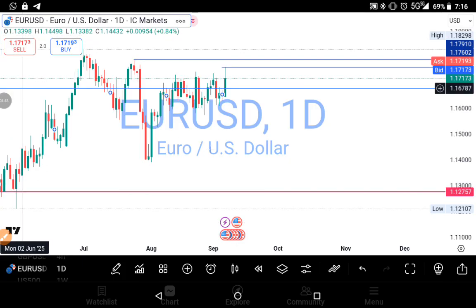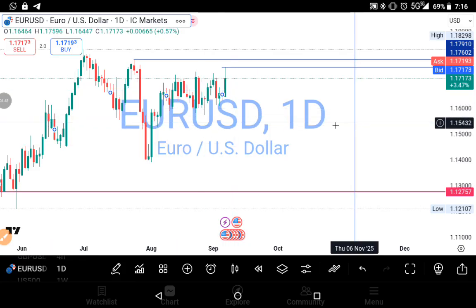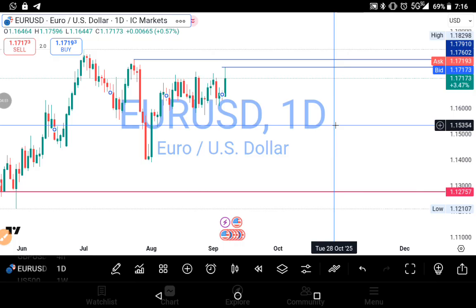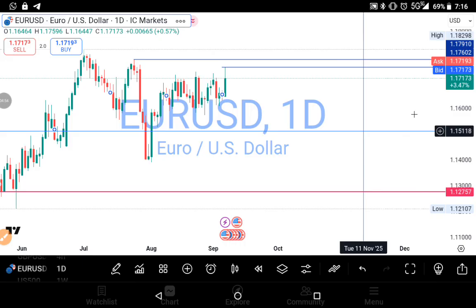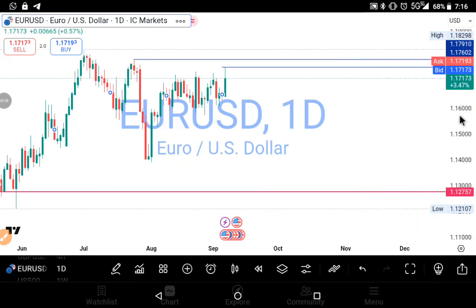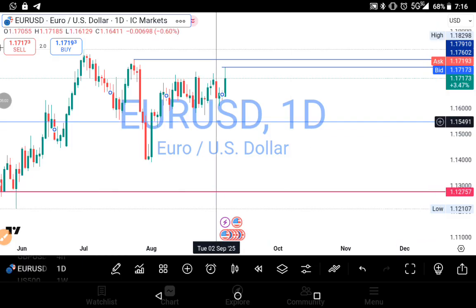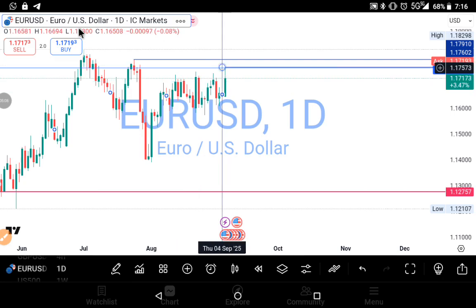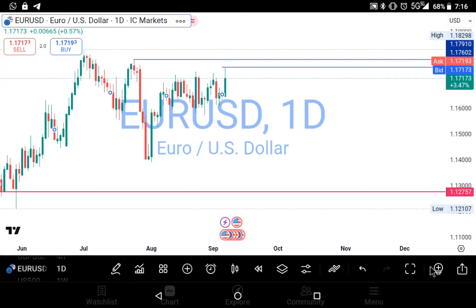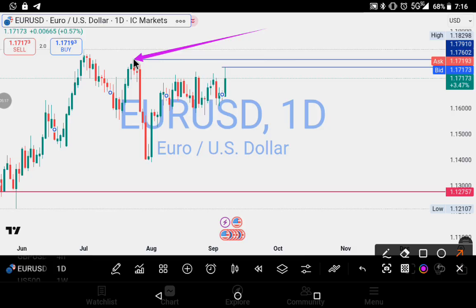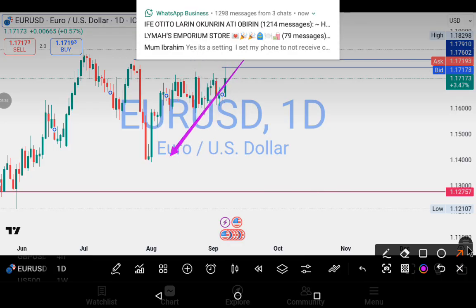On fiber, Euro USD, I will be watching as long as the level 1.16500 remains a support to the price. The market price stays above 1.16500, then I'll be interested in these two levels, this high here and this high here. Let me point it out. So I'll be interested in this high and this high to be taken. But the moment the market price drops below that level, then we should be able to see downward movement like this.